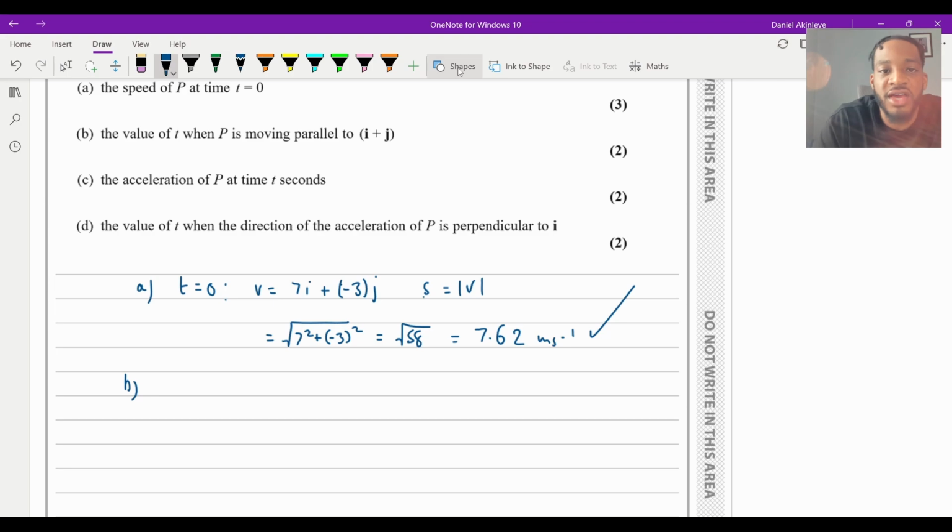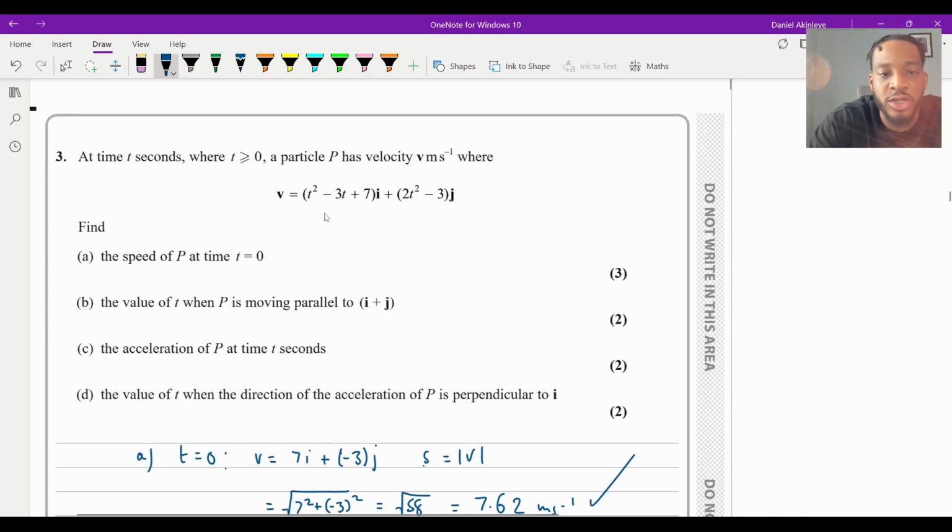Now, i plus j, if you think about it, if I draw a little vector, let's say this is i, and then j is right here. Remember, i plus j is just the same as 1i plus 1j. In other words, we've got 1 unit here, 1 unit here. We know the components are equal when we're traveling at i plus j. So if we're parallel, it has to be the same thing. Essentially, you're just going to equate the components for i and j, because that's when it will be traveling parallel to i plus j.